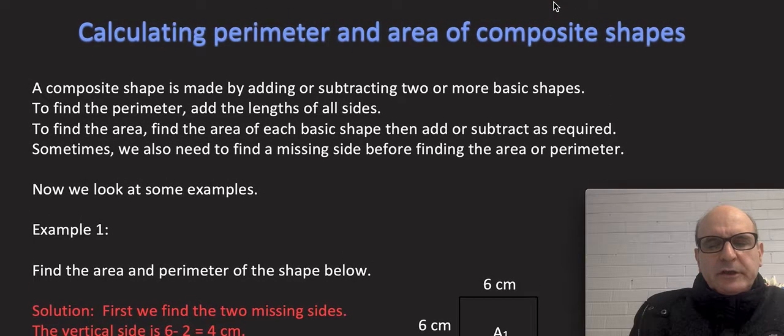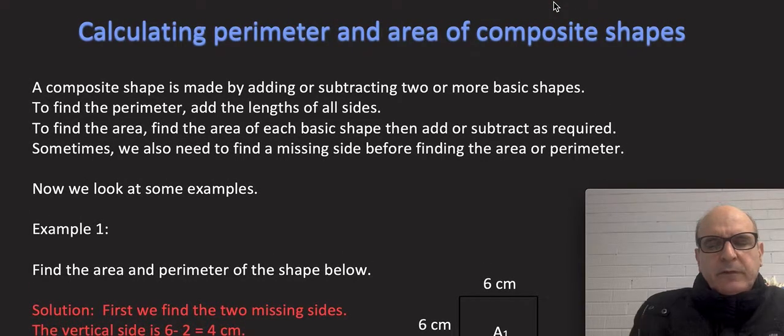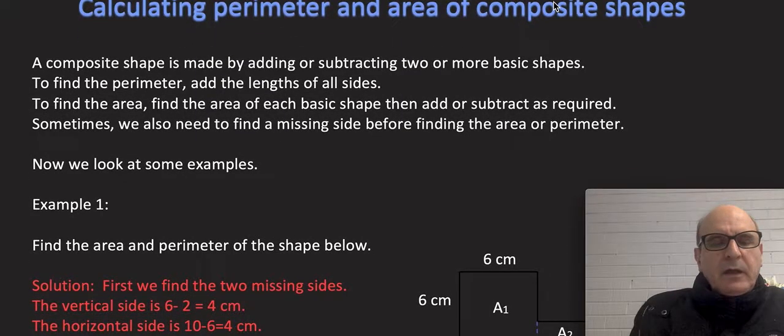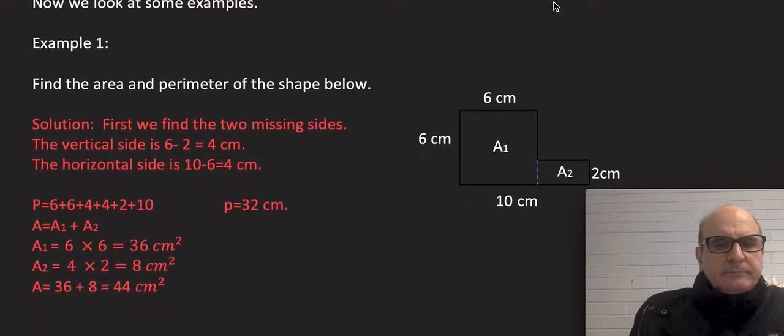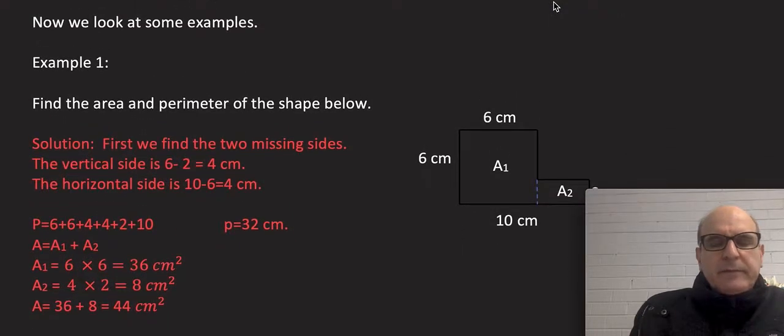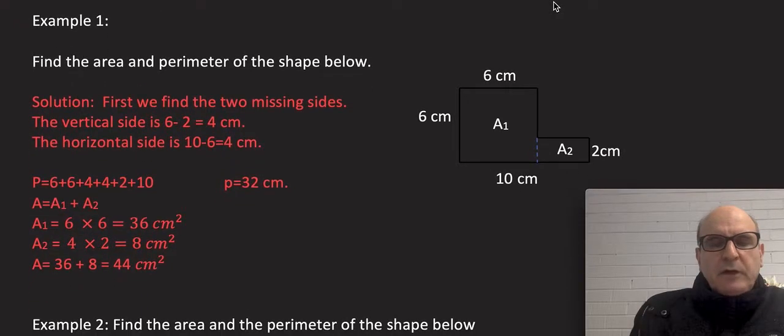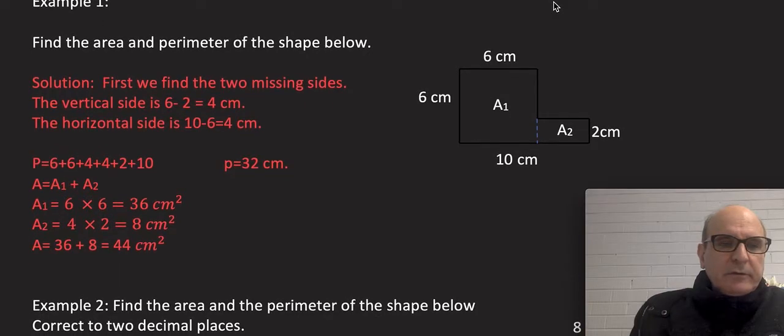Composite shapes are shapes that are made up of two or more basic shapes. It could be you adding a number of basic shapes, or it could be you taking away one basic shape from another basic shape. To find the area and perimeter, you might have to calculate some missing sides in the process. Let's look at a number of examples.